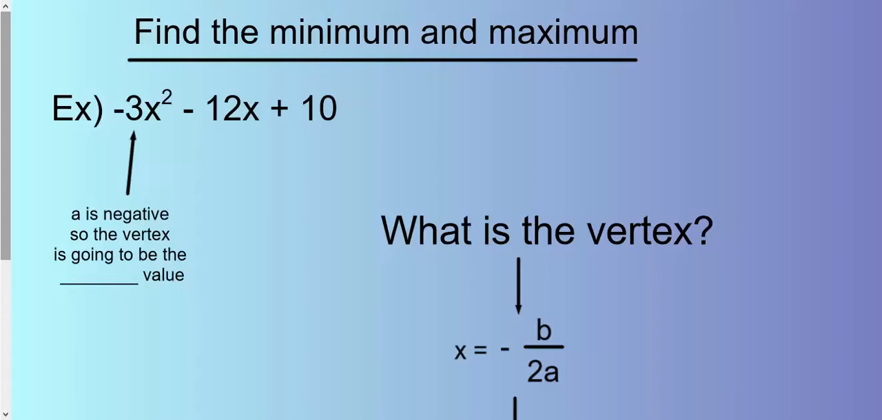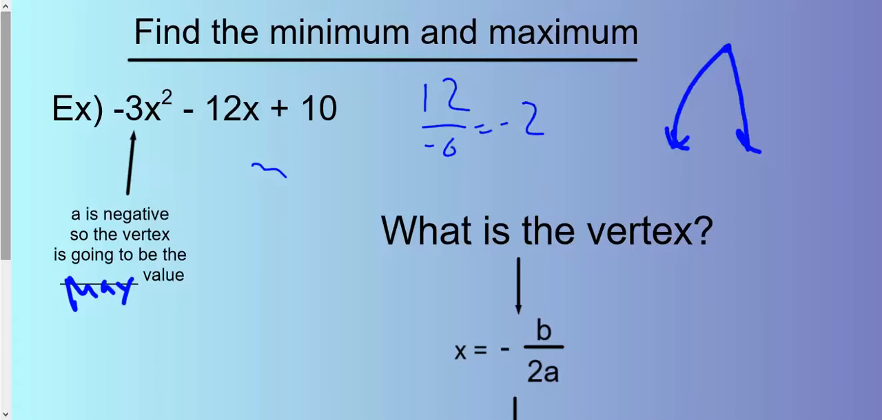Okay, I'm going to show you guys how to find the max or the min now. So in this first one, a is negative, and so the graph is going to go like this here. So this is going to mean it's a max value. And then we're going to find the axis of symmetry first in order to find that vertex point. So negative b, negative 12, is positive 12 over 2 times a, negative 6. That gives me negative 2, so that's half of my answer.